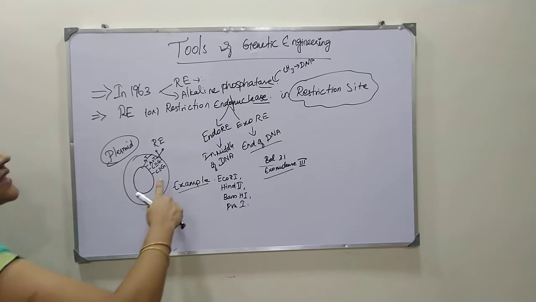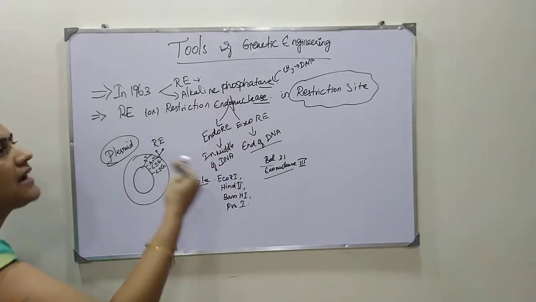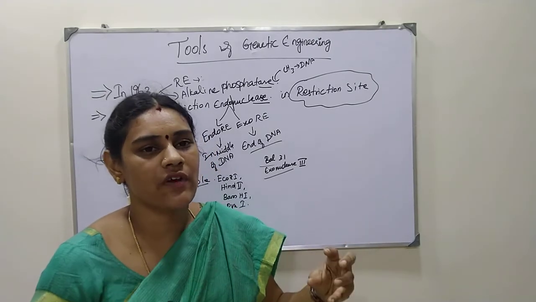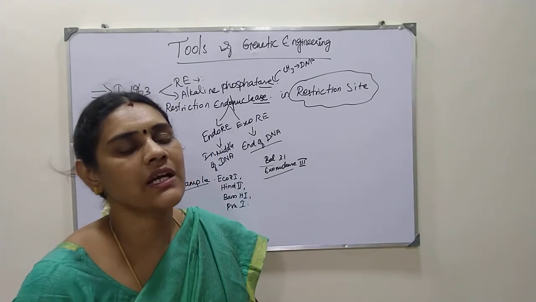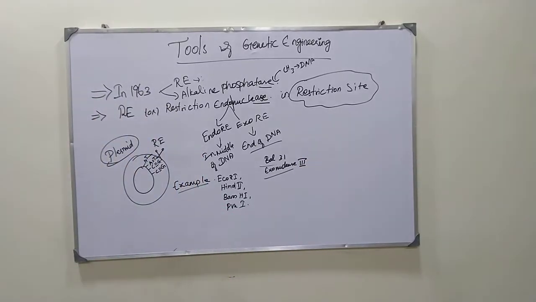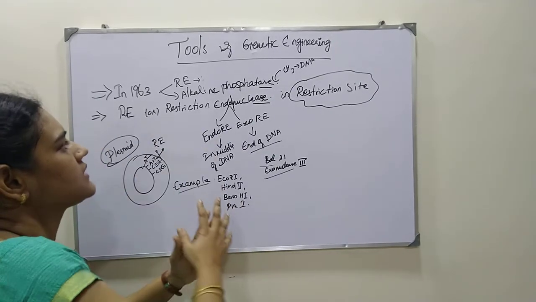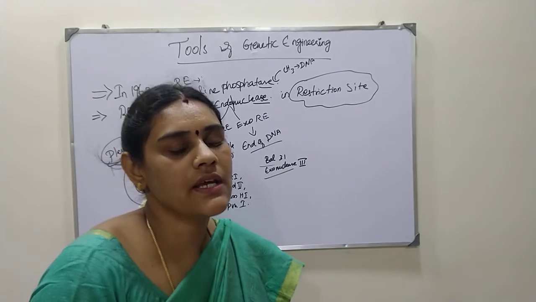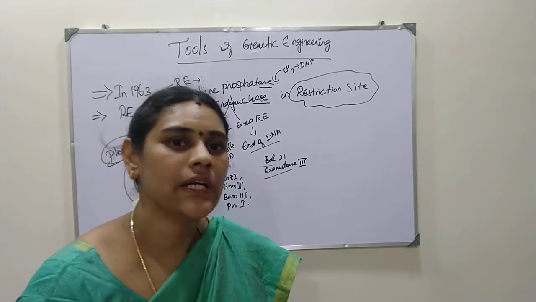If it is cutting, the alkaline phosphatase enzyme will add the methyl group. So it will increase the DNA strands by cutting at one place. Where is it cutting? By recognizing a restriction site. So this is just an introduction to the restriction endonuclease enzyme. In the next video I will explain in detail. Thank you.